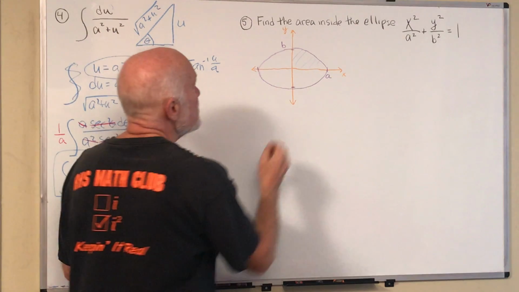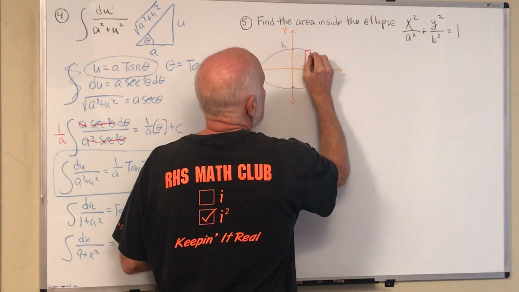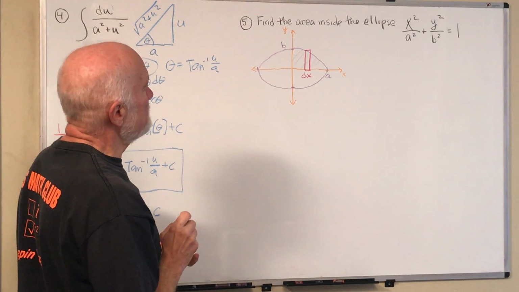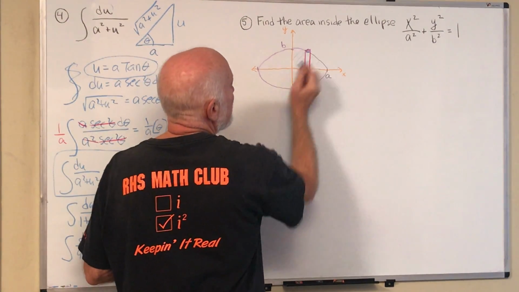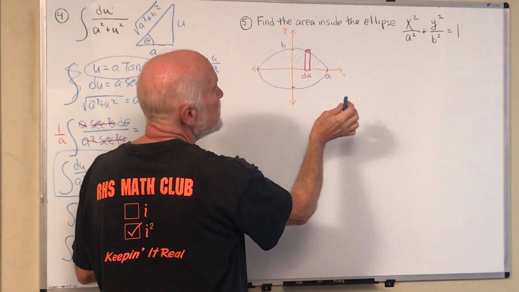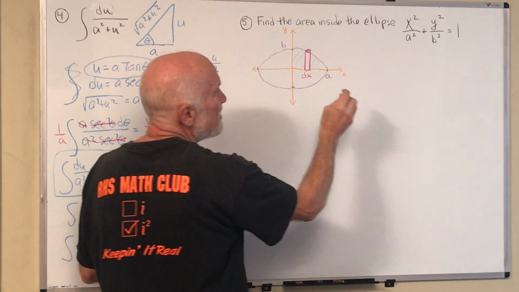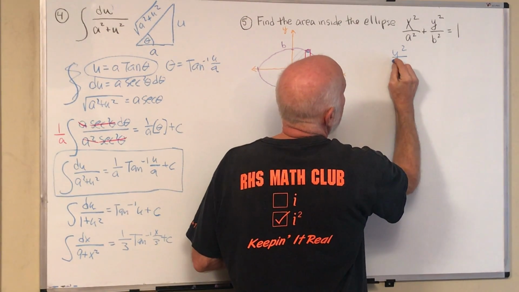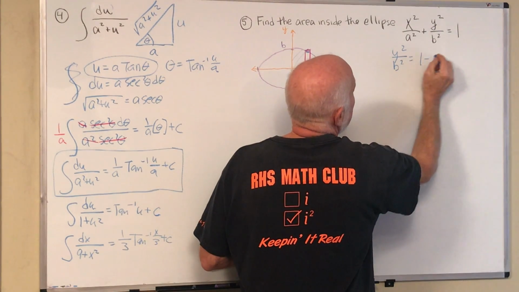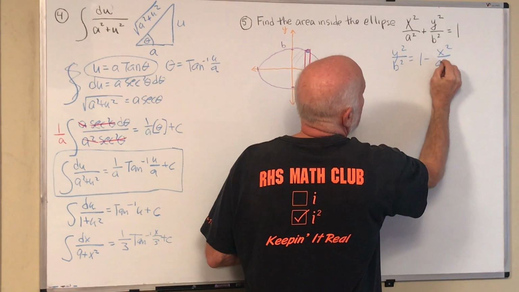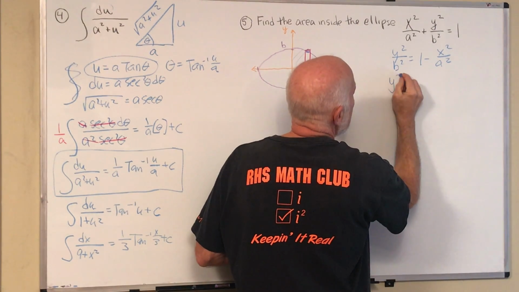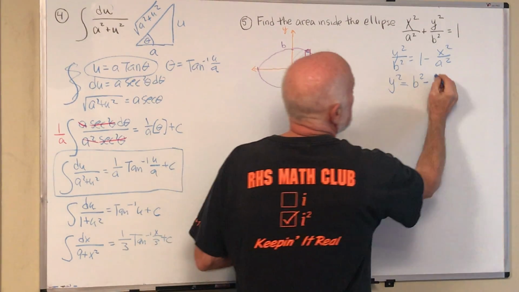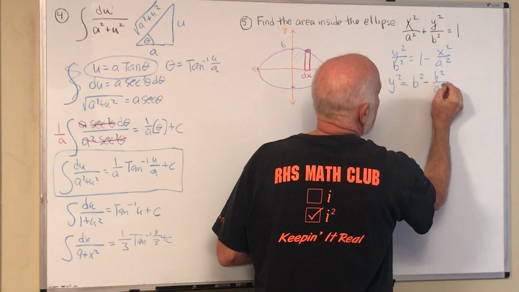So the first thing we always do is make our little rectangle, but we have to find the height of this rectangle. So that's going to be the y value on this curve. So we have to solve for y. So y squared over b squared equals 1 minus x squared over a squared, or y squared equals b squared minus b squared over a squared times x squared.